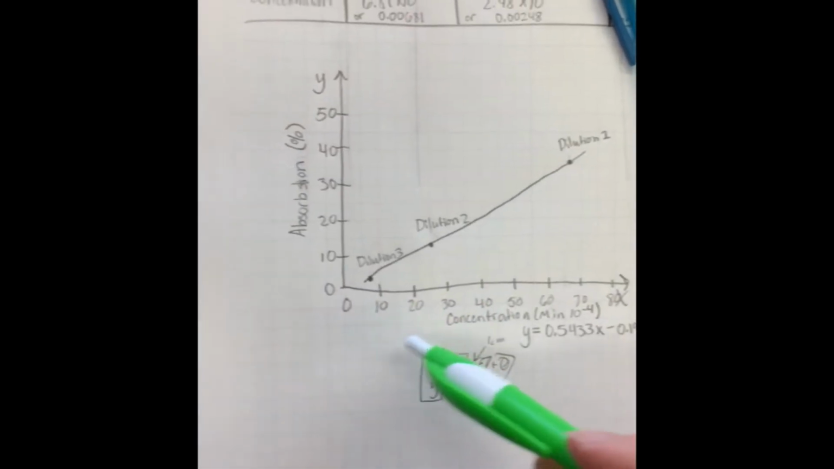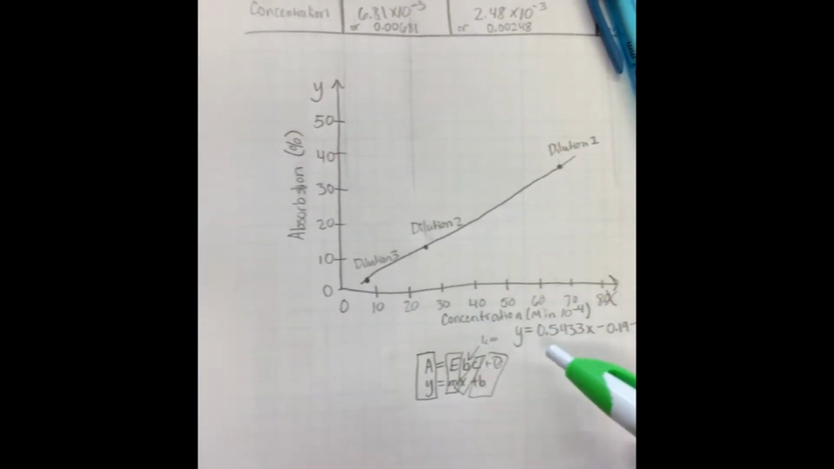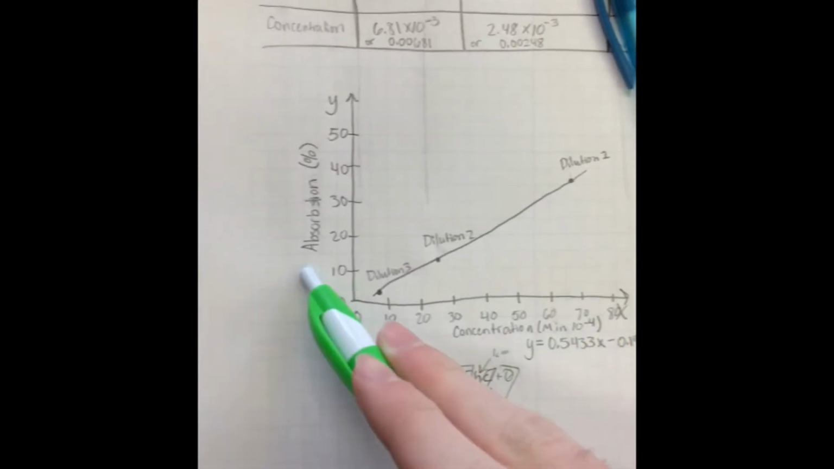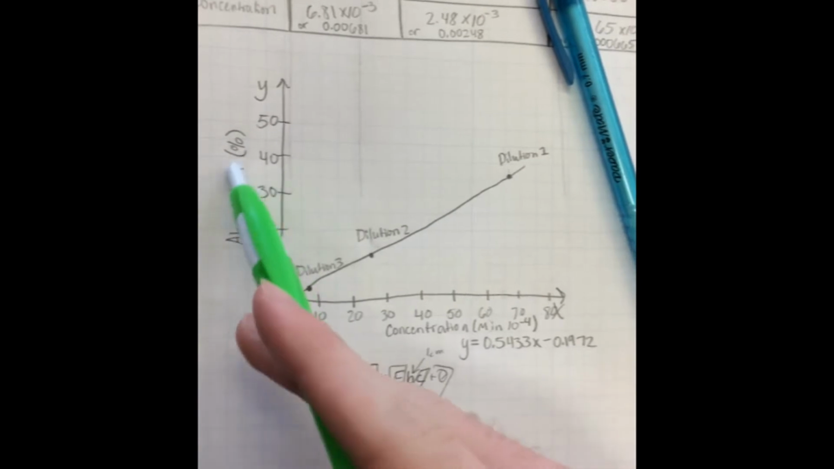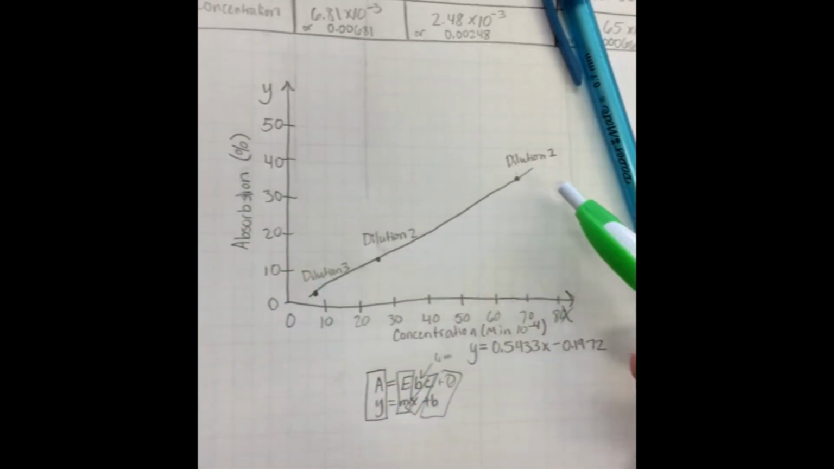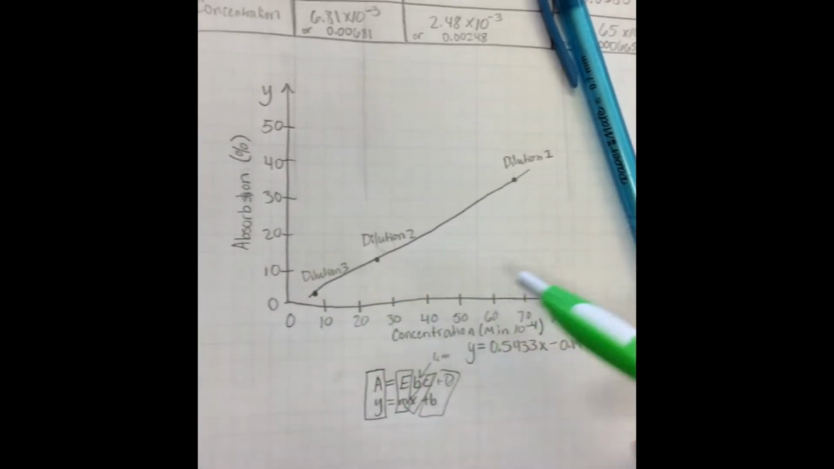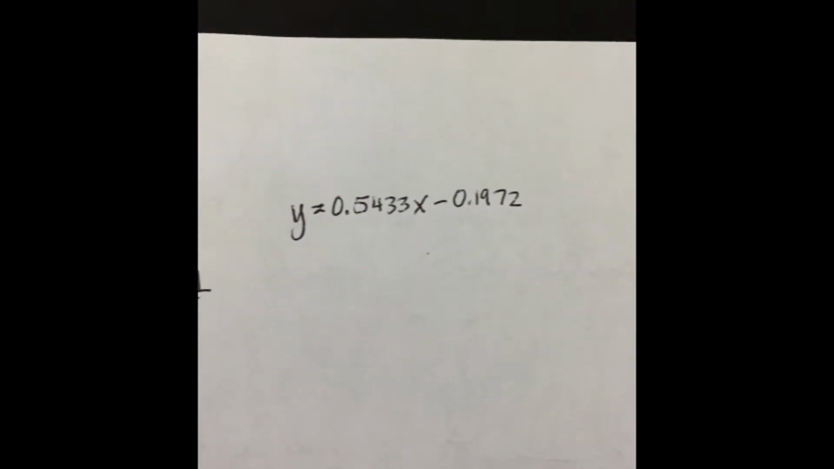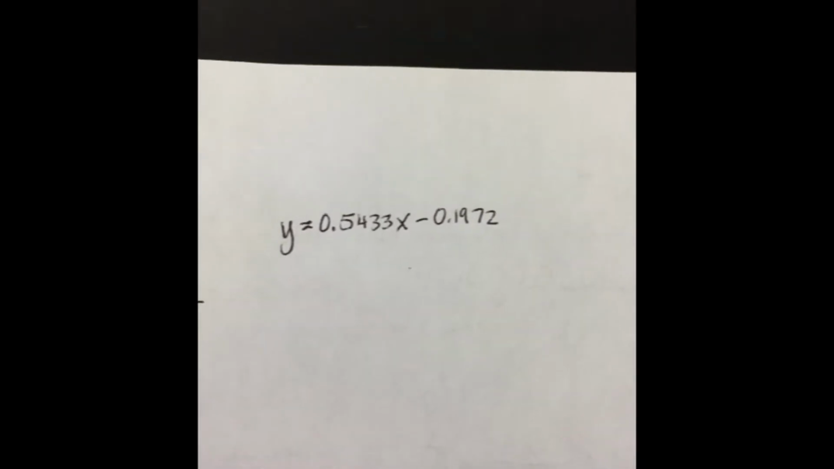Okay, so on our graph we have our x-axis being concentration in molar times 10 to the negative 4th, and our y-axis is going to be absorption in percentage. It's a linear relationship, so as concentration of the solution increases, our absorption also increases. So we put all of our values into an Excel spreadsheet, and this was the equation of that line with an R value of 0.99.